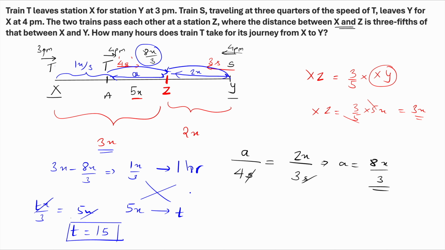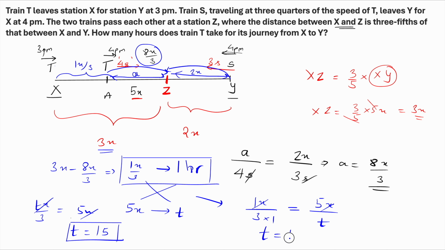15 hours. The other way of solving this would be to make equations. In the first case, the distance is 1x by 3 and the time is 1 hour. Speed is equal to distance, 1x by 3, upon the time, 1. In the second case also, the distance is 5x and the time is t. Both the speeds are equal. So equating the two, once again x gets cancelled out. You again cross multiply and you'll land up with t equal to 15 hours. That's the answer to our question. How many hours does train T take for its journey from X to Y? The answer is 15 hours.